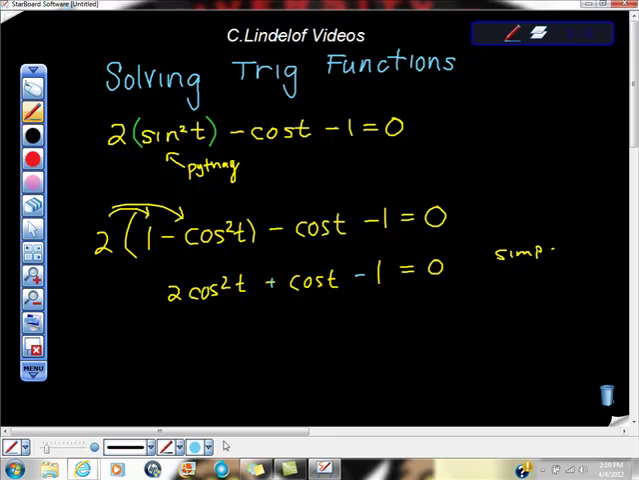Now this is where it gets tricky, because we're right in the middle of all this trigonometry, but we have to remember that we're still in the form of algebra. So we have this function here, and this is a quadratic, isn't it? So we know that this factors.